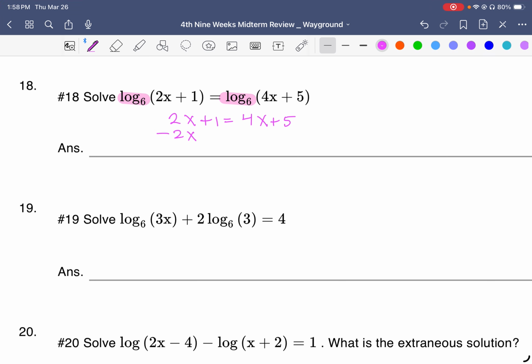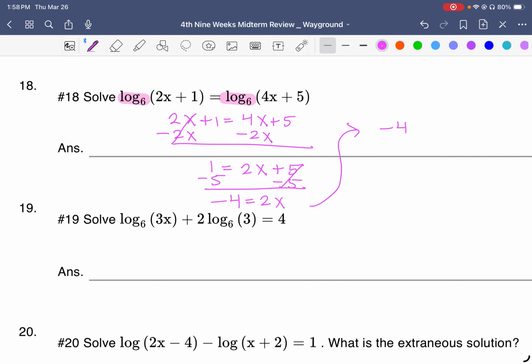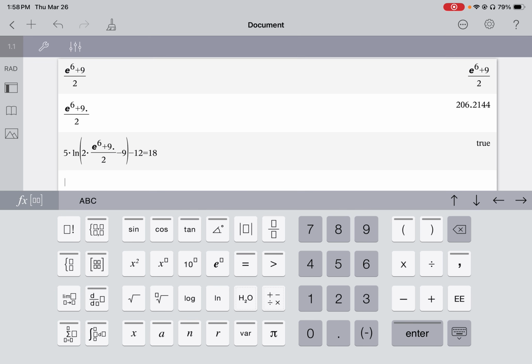You're going to do reverse PEMDAS to isolate x. Okay, so I'm subtracting 2x, so now 1 equals 2x plus 5, and I'm going to subtract 5 because I need x to be by itself. So we get negative 4 is equal to 2x, and then I'm going to divide by 2 so that x equals -2, okay? But before you box it in, remember it is crucial for logarithms that you need to check your work. So I'm going to plug it into the calculator.